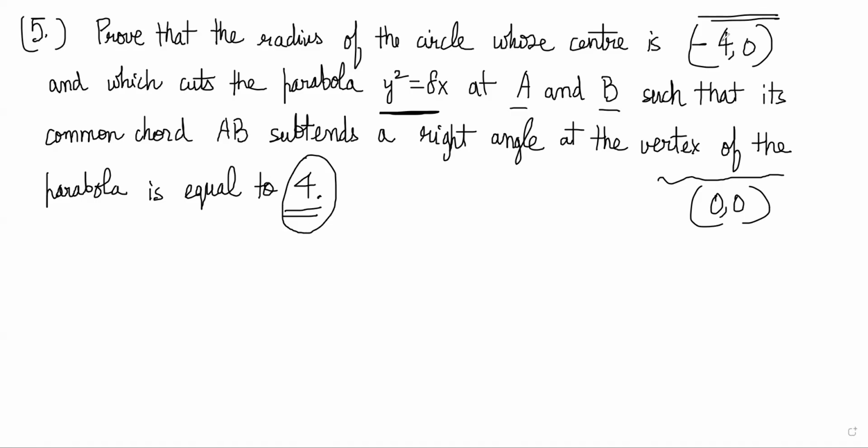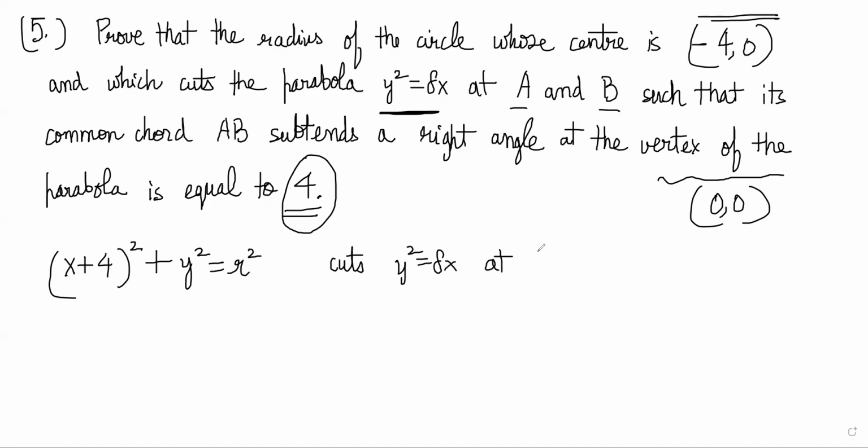So let's write the equation of the circle because the center is given. We don't know the radius right now. So we'll say the equation of the circle is (x + 4)² + y² = r². This is my circle. And this cuts the parabola y² = 8x at points A, which is (x1, y1), and B, which is (x2, y2), right?